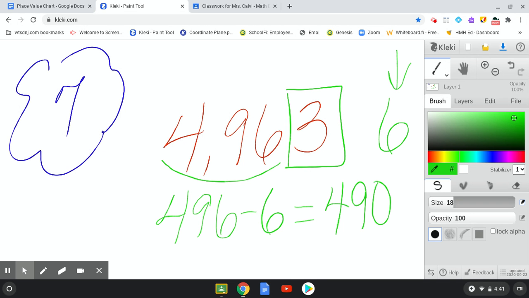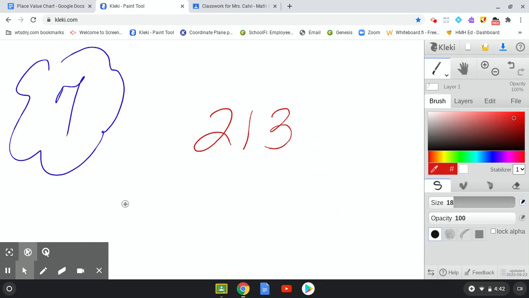So now I need to see, does 490, is that divisible by 7? Well, mental math. 7 times 7 would give me 49. So 7 times 70 would give me 490. So 7 does go into 490 evenly. So that means that 4,963 is divisible by 7. Okay? All right, last one for the 7 rule.